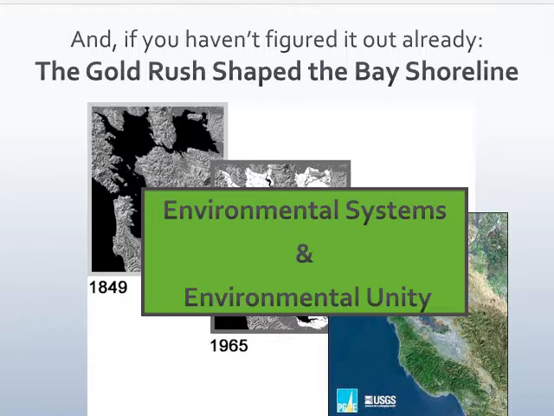And this really brings into context the themes of environmental systems and environmental unity, the fact that everything is connected in these systems. This also touches on the tension between global and local. Mining was not done local to the San Francisco Bay, but the San Francisco Bay was heavily impacted by these factors happening tens or hundreds of miles away.